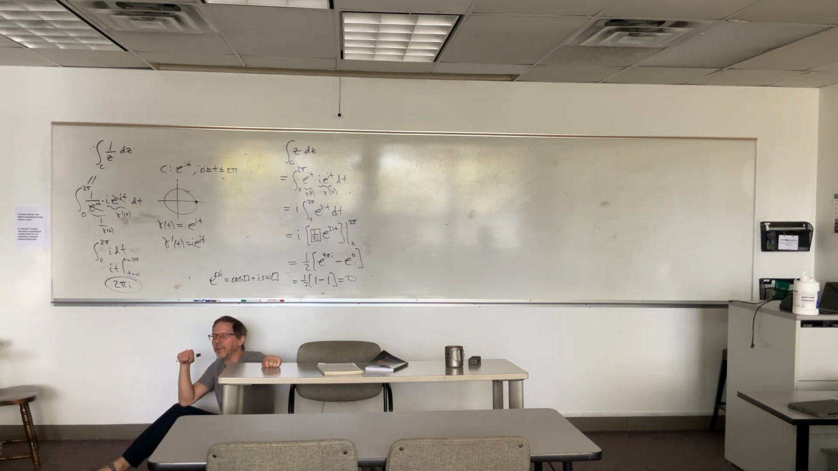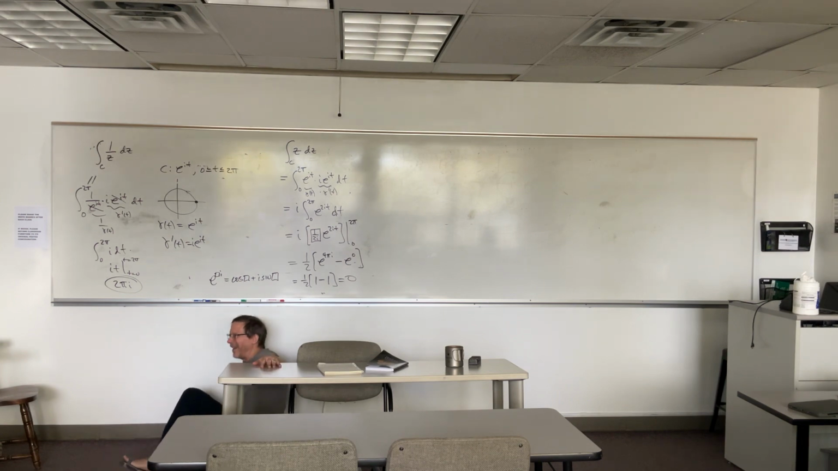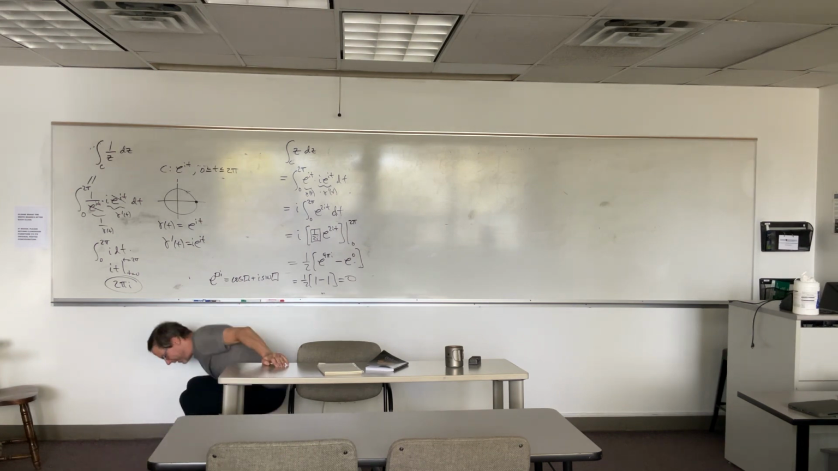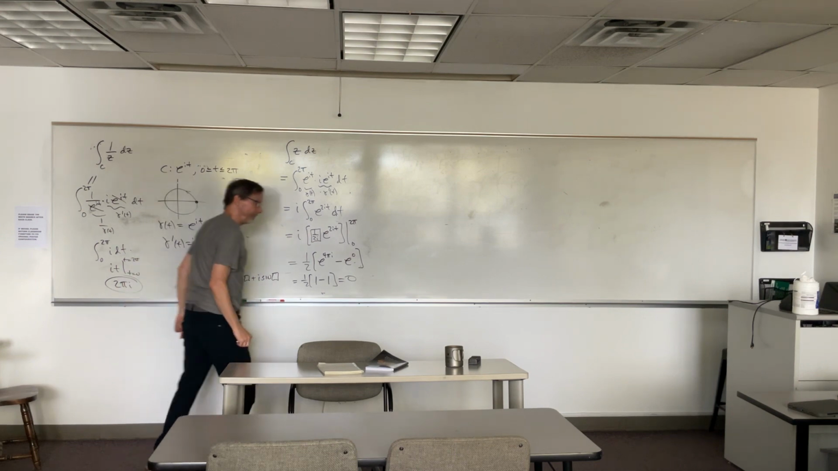So these two answers, this 2 pi i and the 0, you're going to become very good friends with these answers. You're going to see these answers a lot. At this point in complex analysis, you don't know what the integral is. 0 is a good guess. 2 pi i is your second best guess. I'm kind of joking, but I'm kind of not at the same time.